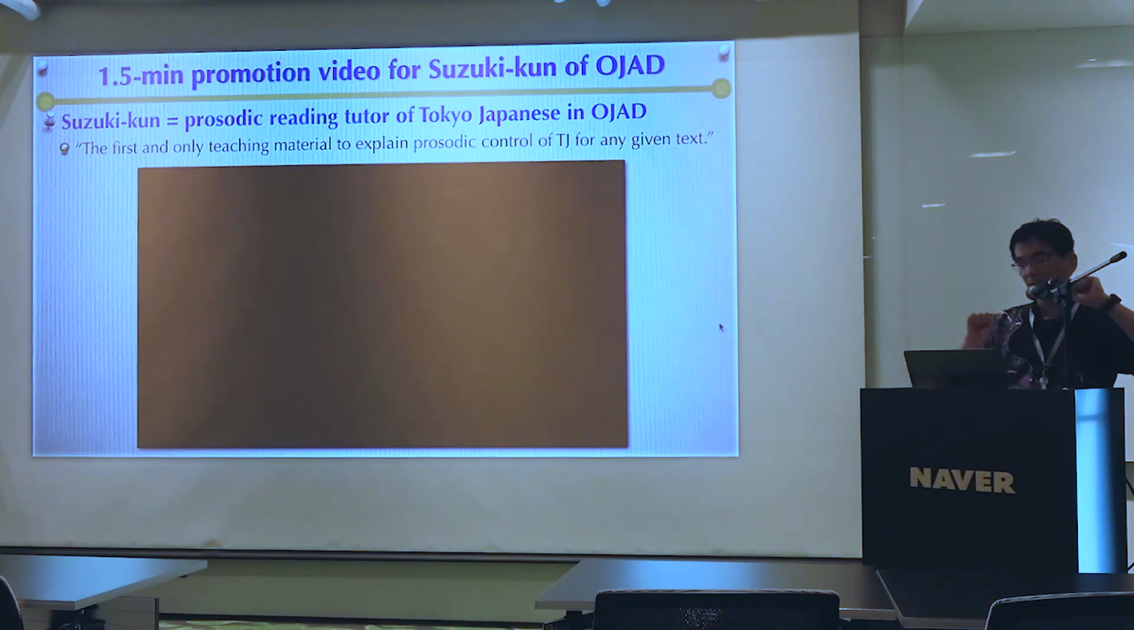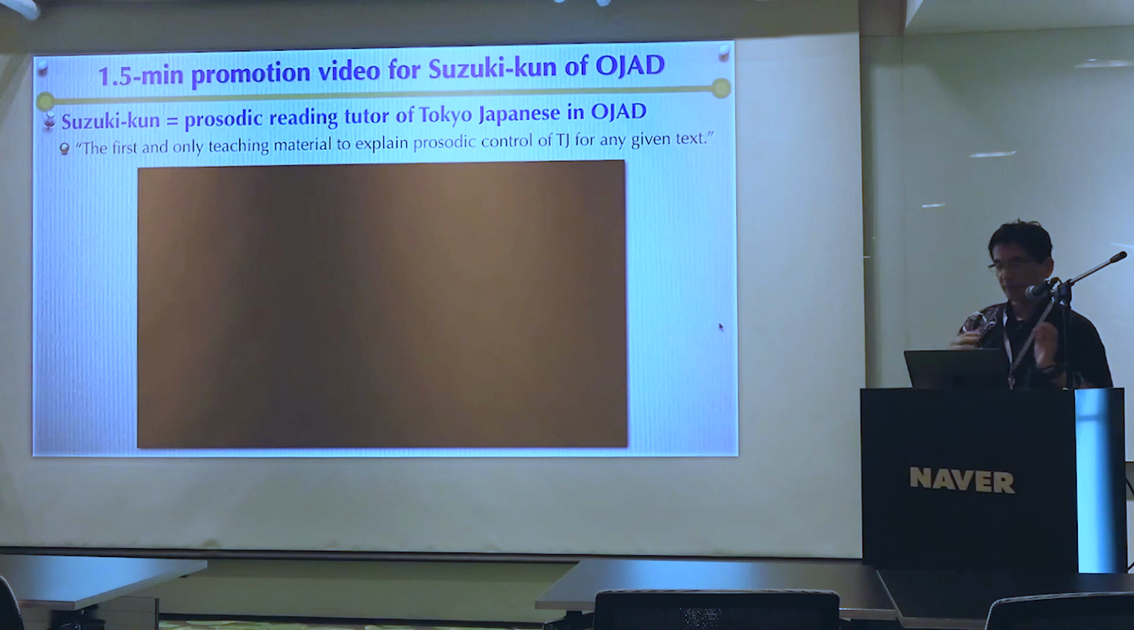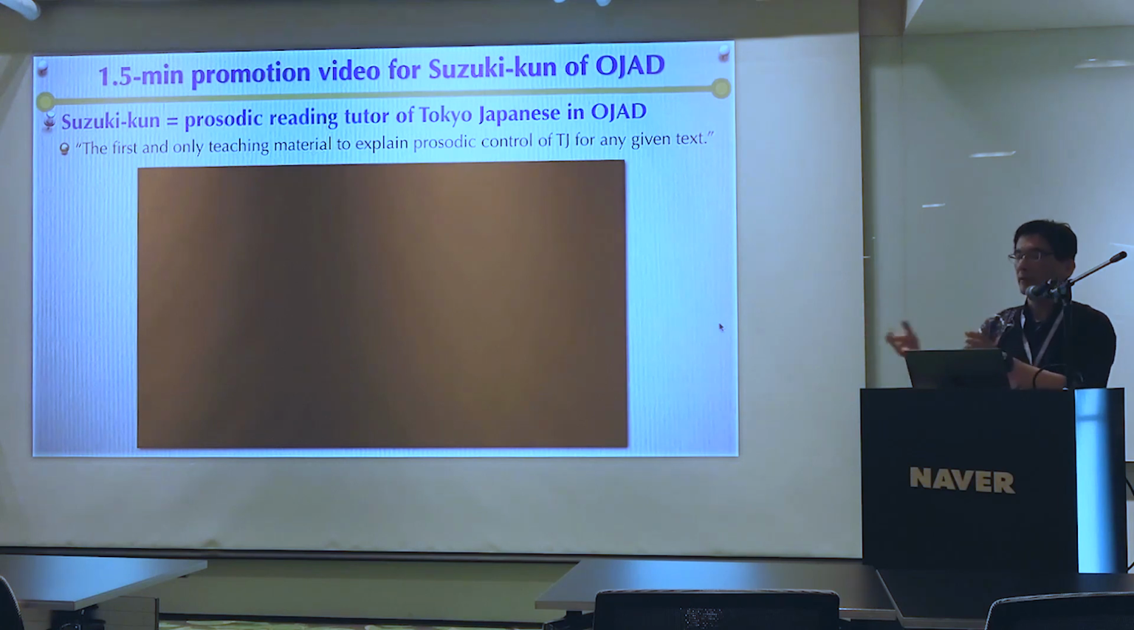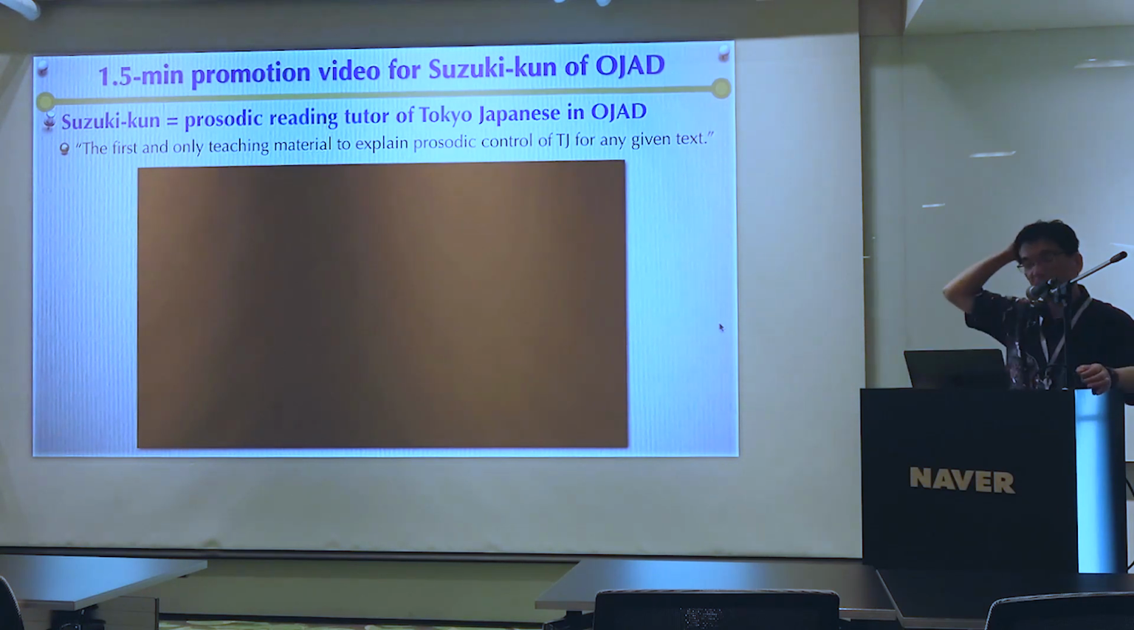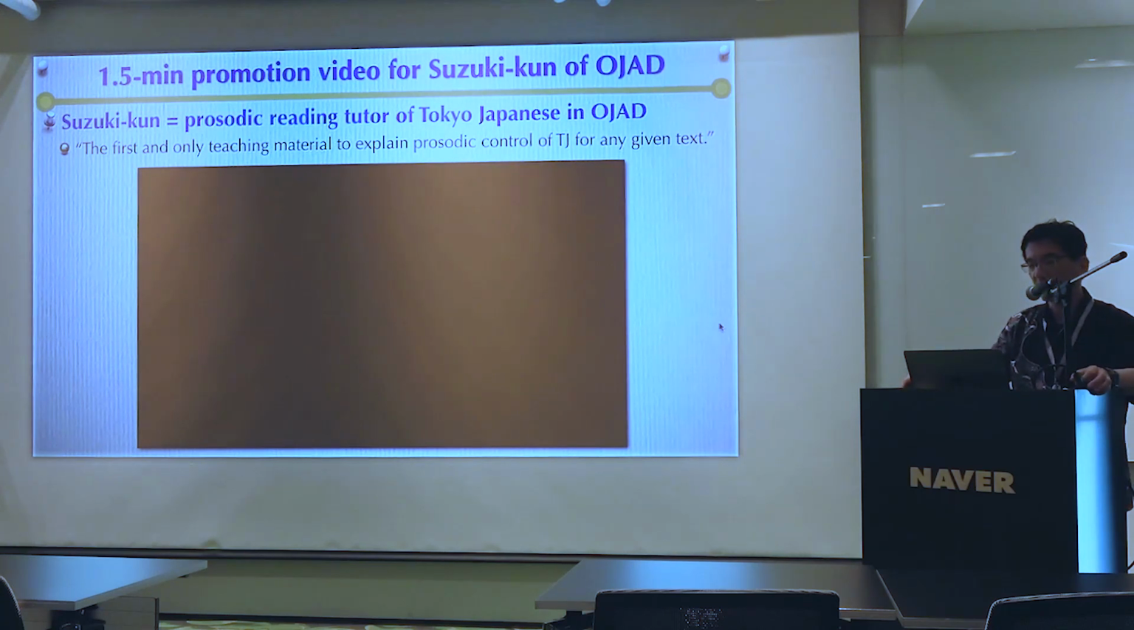I think this is a very simple but powerful application of TTS technologies for learners. Text can be converted to speech, but in the process of the conversion, the intermediate level of representation is text with prosodic symbols. This representation is visualized and given to learners. Many Japanese teachers say that this tool is the first and only teaching material to explain the prosodic control of Tokyo Japanese for any given text.